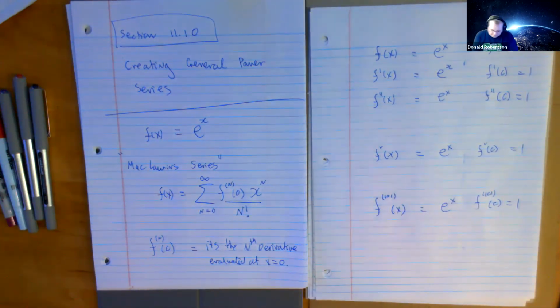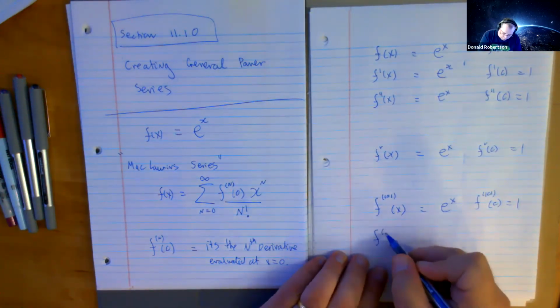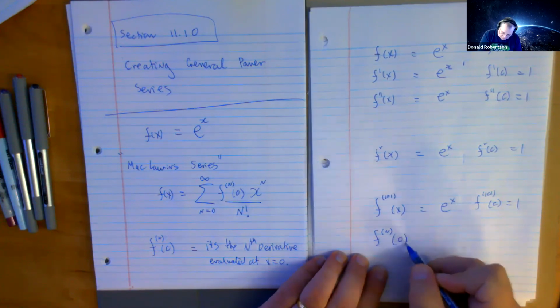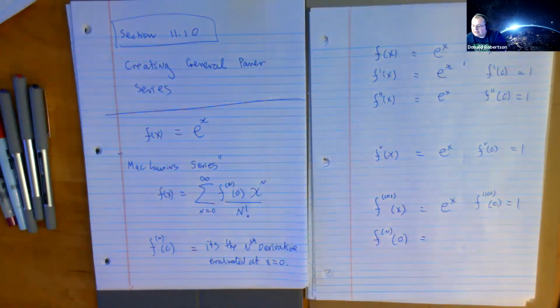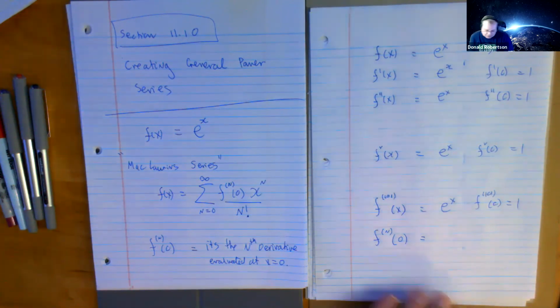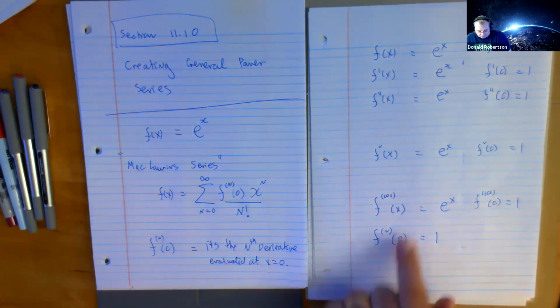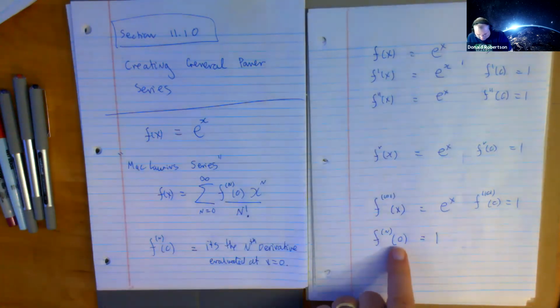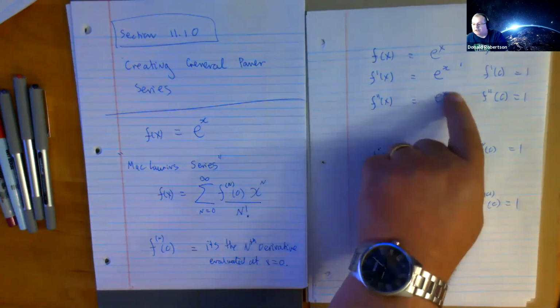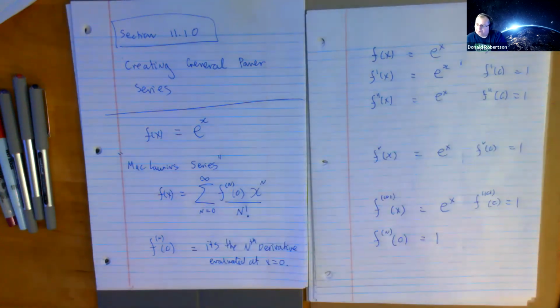Agreed? So what would the nth derivative at 0 be? Where n could be any derivative, right? The 101st or the 2 billionth and 1. Would you agree it'd be 1? The nth derivative of this function evaluated at 0 would be e to the 0, and e to the 0 would be 1. Agreed?